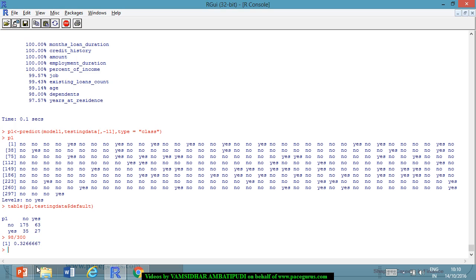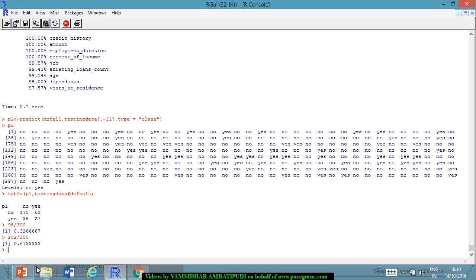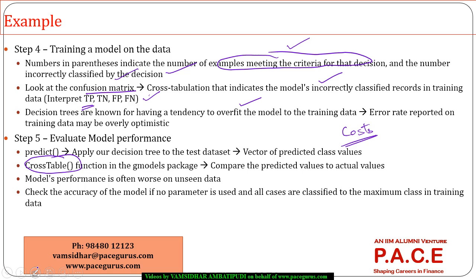So the accuracy of the model is 175 plus 27, 202 out of 300, which is around 67.33%. So you could clearly see there was an accuracy of 90% when we tested it on the training data, but when we looked at it on the testing data, the accuracy has fallen quite drastically. The model's performance has completely worsened.